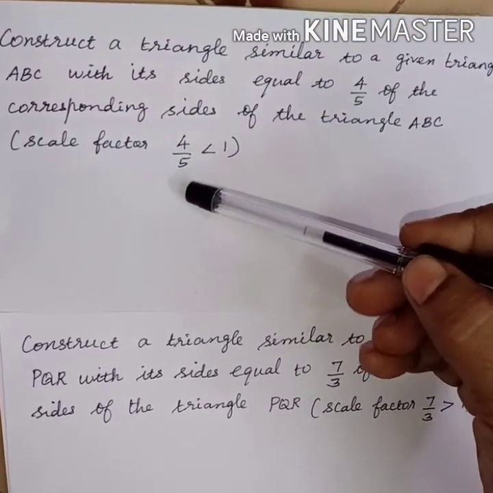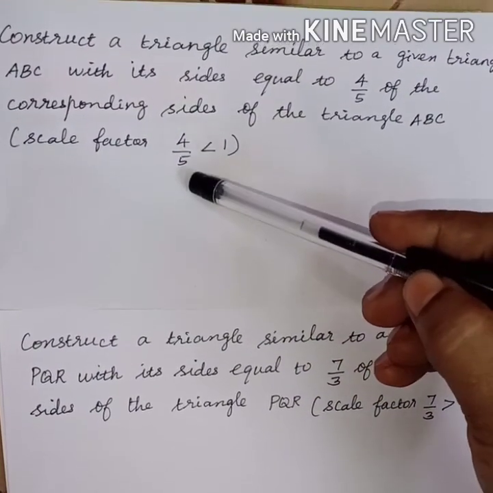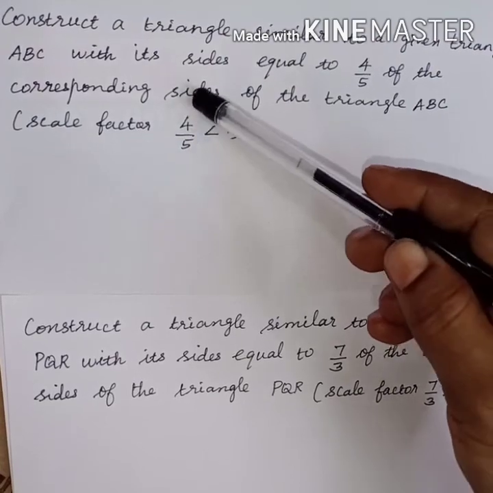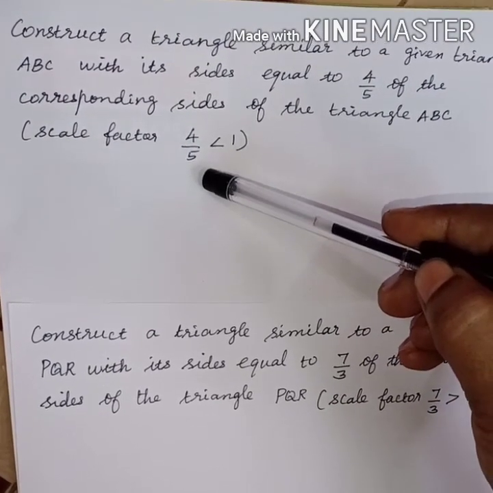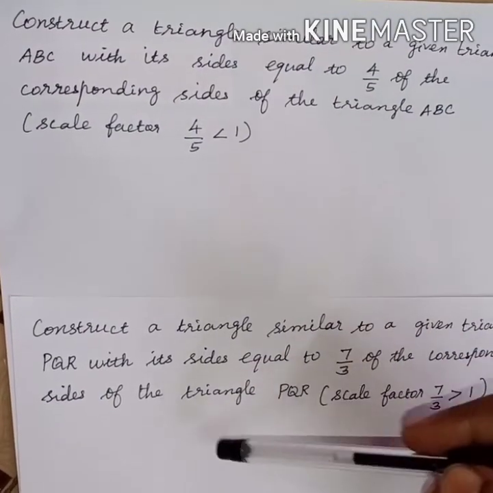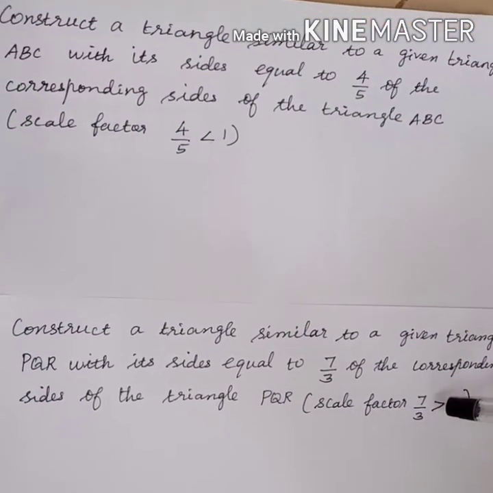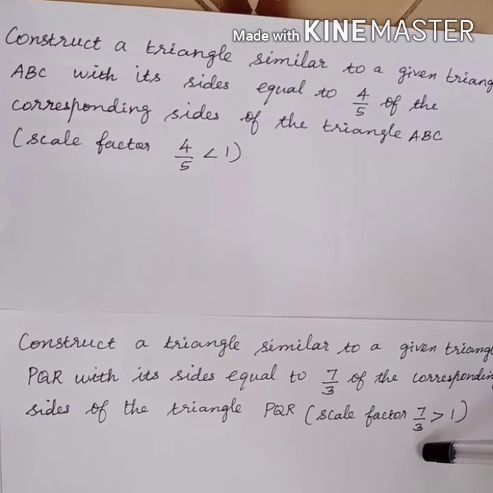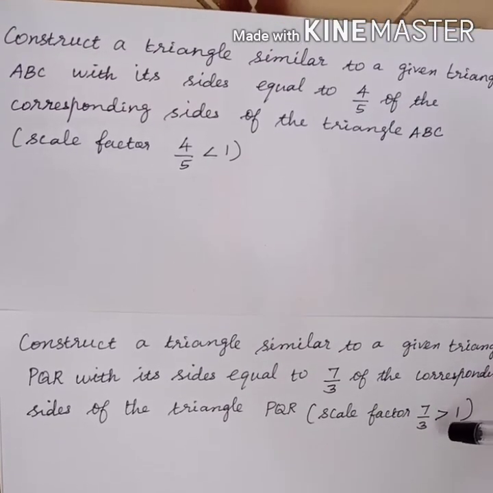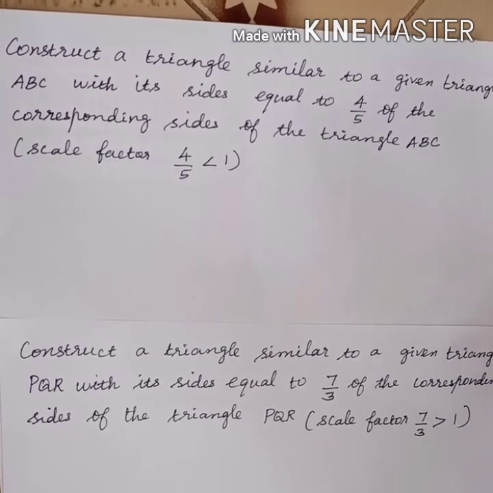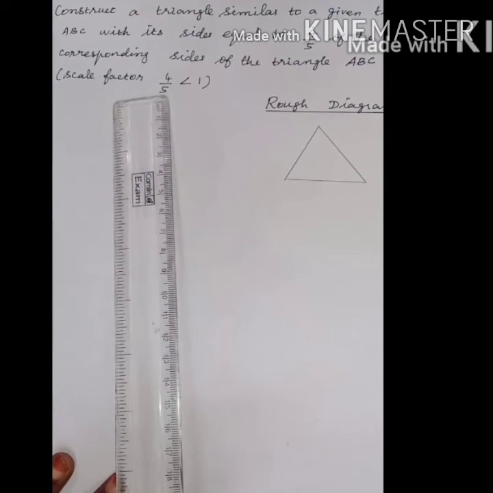See, two types of quotients. This quotient, scale factor 4 by 5, is a proper fraction, less than 1. 4 is less than the denominator, so less than 1, and you draw the smaller triangle. In this case, the numerator is 7, which is greater than the denominator 3, so it is greater than 1. Two types of questions we draw. We draw the 4 by 5 similar triangle.